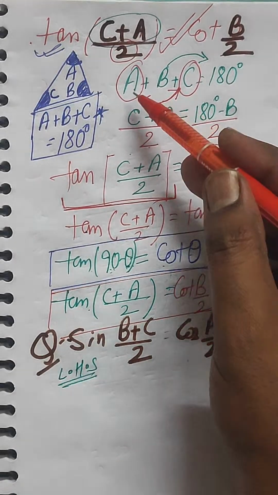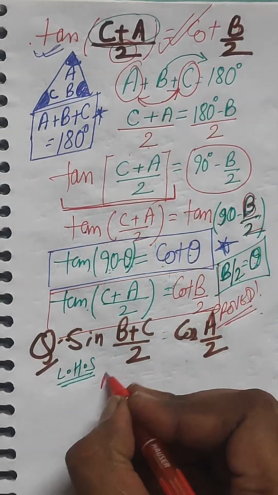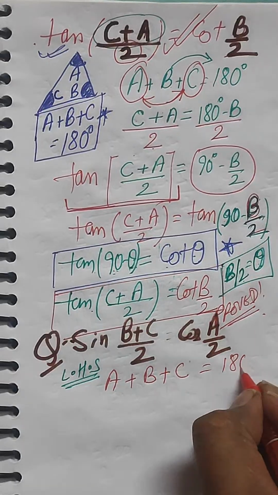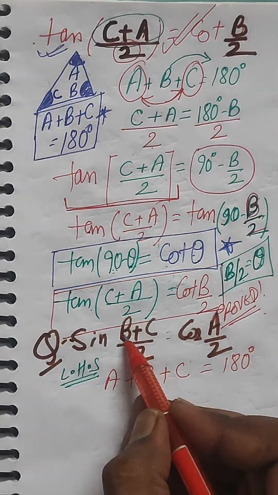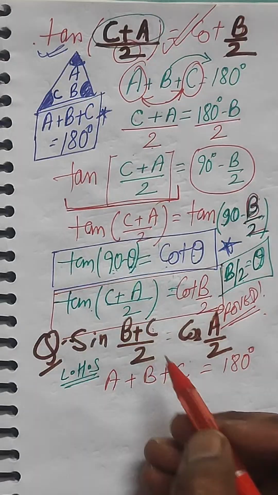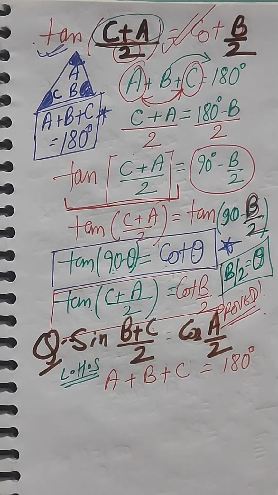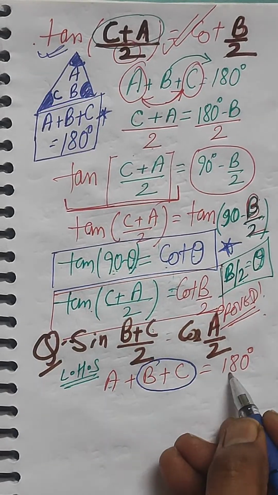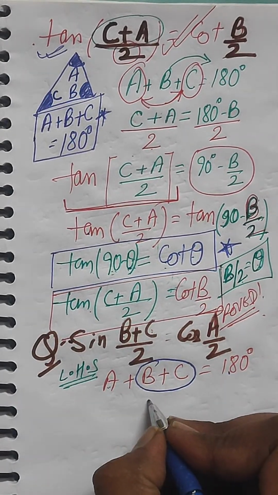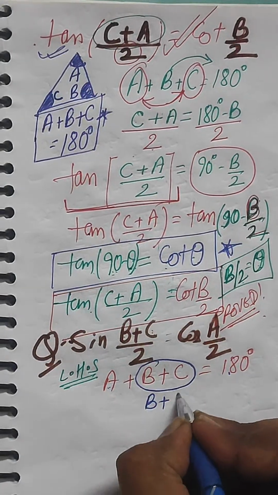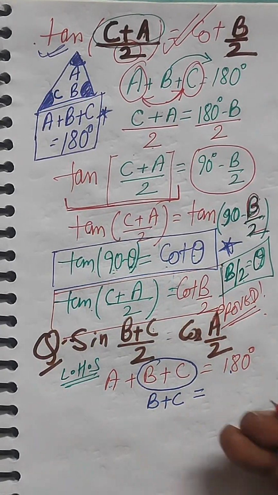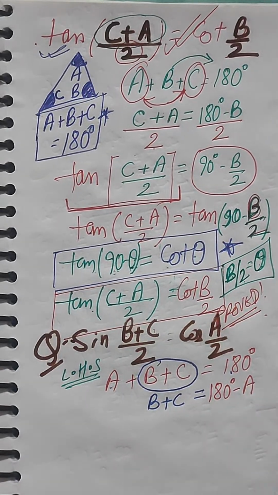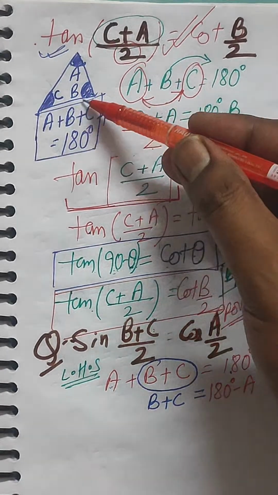Similarly, in this combination a plus b plus c was 180 degrees, right? So here you can see b plus c is coming. So just put the combination of b plus c on one side and push a to the other side. Then you will see that b plus c will be equal to 180 degrees minus a, isn't it? Because a plus b plus c is 180 from the triangle.